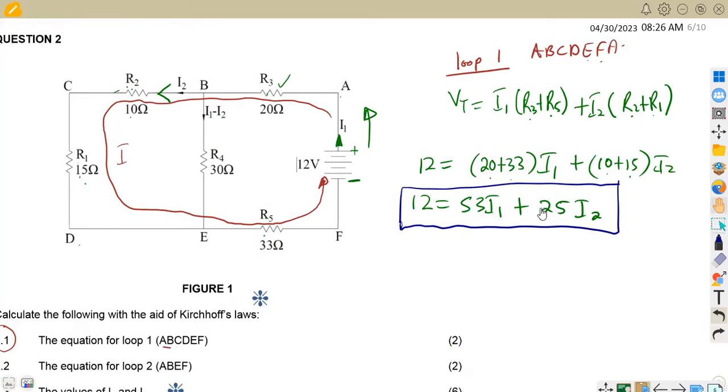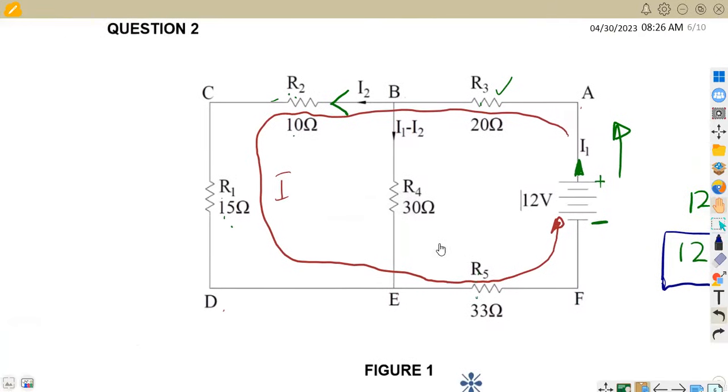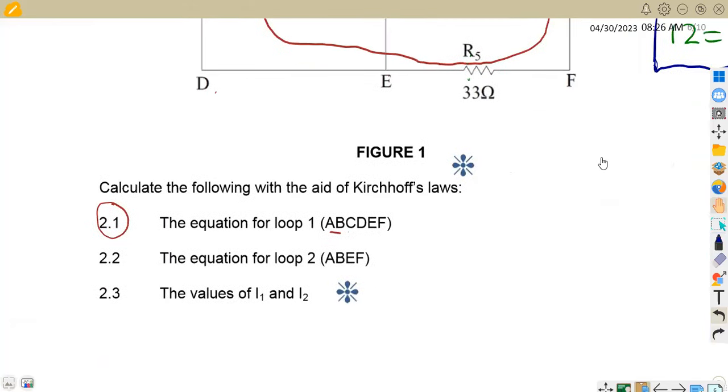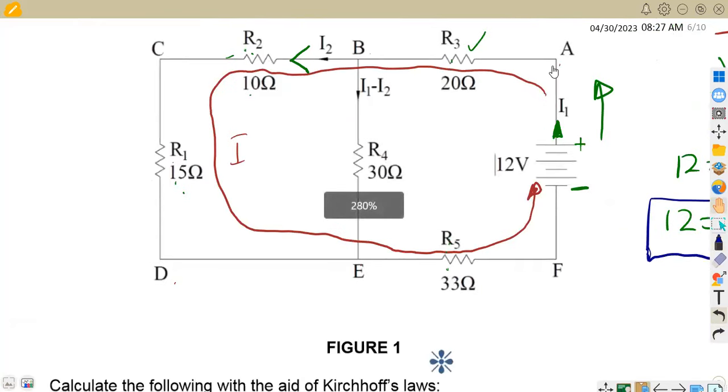All right, so that is how you attempt these typical questions, guys. You have to work with the circuit that you're given, working with the direction of current properly. We move on to the other part of the question, which is 2.2, the equation for loop 2, which is A, B, E, F.